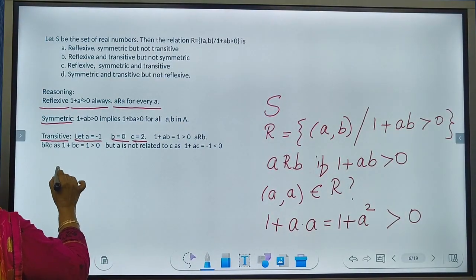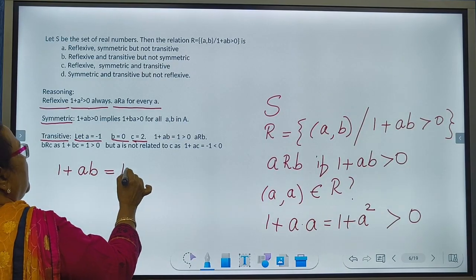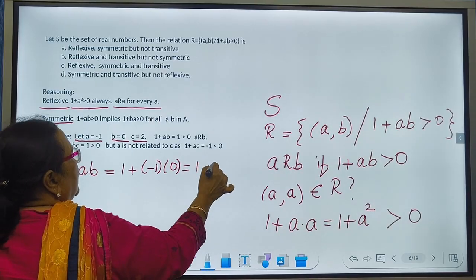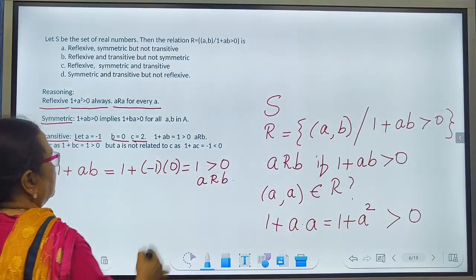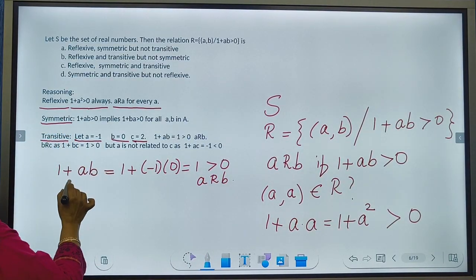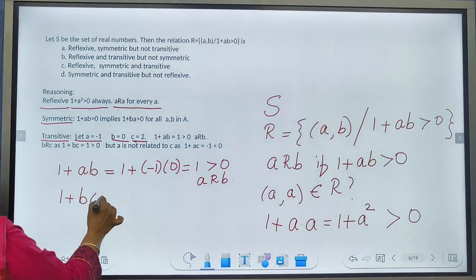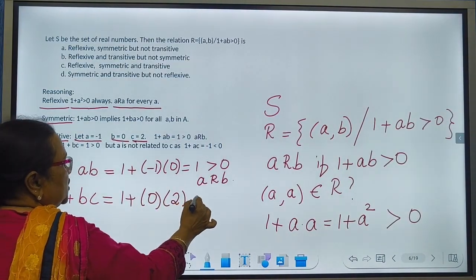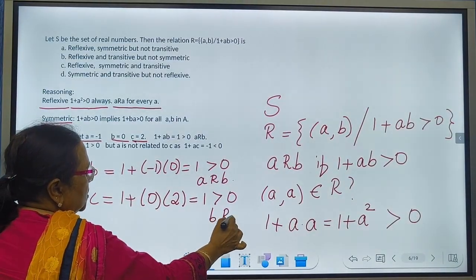Now what is 1 plus AB? 1 plus AB equal to 1 plus -1 into 0, which is 1 greater than 0. So A is related to B. What about B and C relationship? 1 plus BC will be 1 plus 0 into 2, which is again 1 greater than 0. So B is related to C.